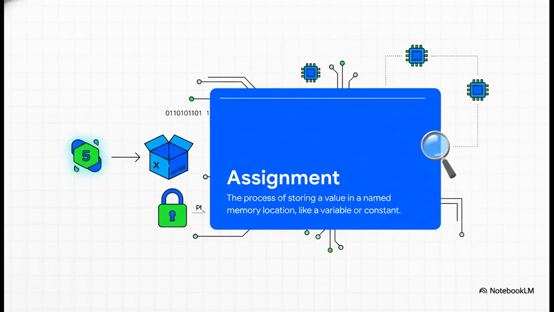Okay, so how do we actually get the data into these boxes in the first place? Well, we use a process called assignment. It's just the fancy official word for giving a variable or constant its value. So when you see a line of code like score equals 100, you are assigning the value 100 to that memory location you've called score. It is probably the most fundamental action in all of programming.